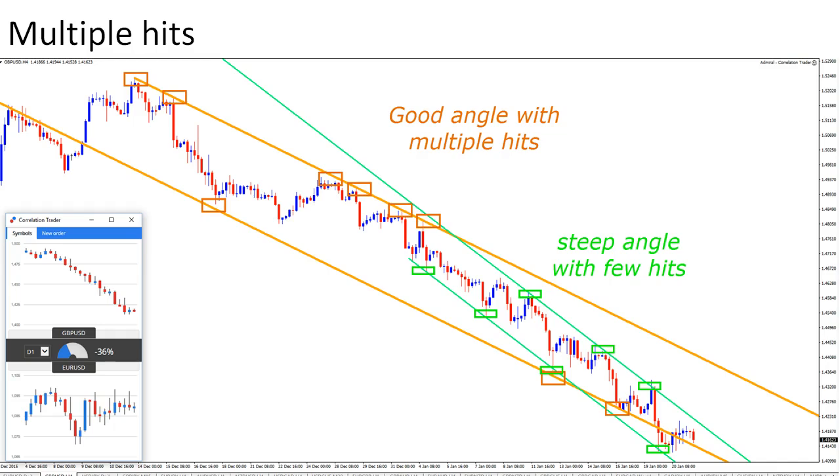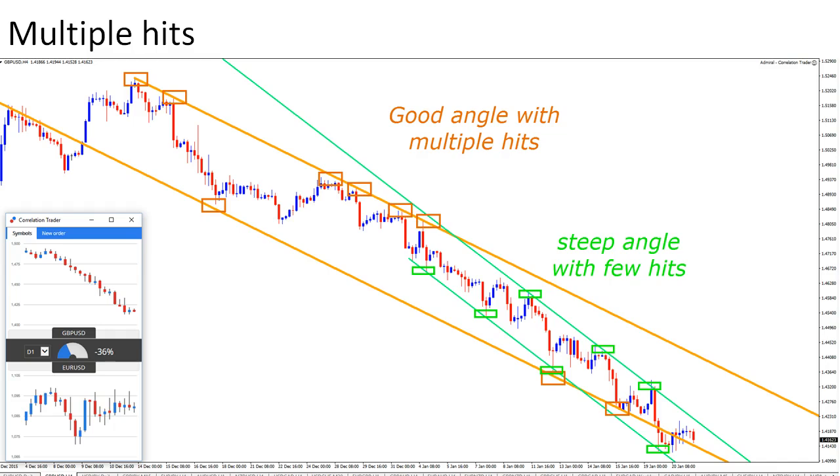All right, let's move on to multiple hits. How many hits do you need before a channel is basically considered a trend channel? Well, the answer is 4, and anything lower than 4 is considered a potential channel, and anything more than 4 only means that the channel is more established and has more value. If a channel has 10 hits, 10 times price is hitting that channel, then it's a very established channel, the market is respecting it, and it has a lot of value.